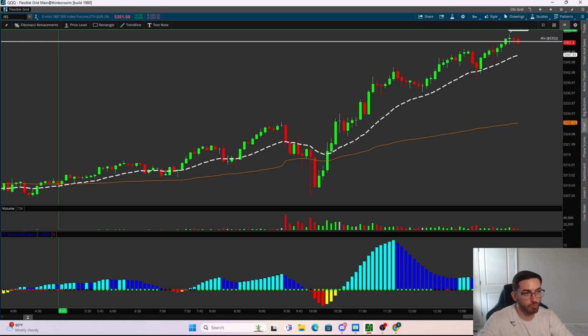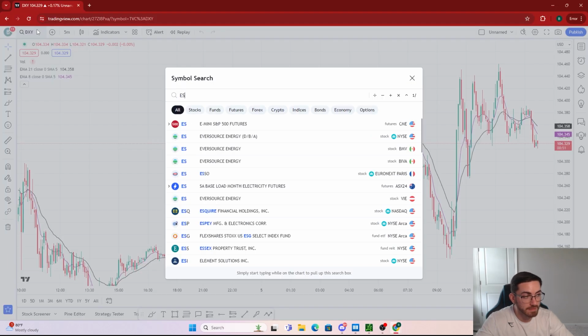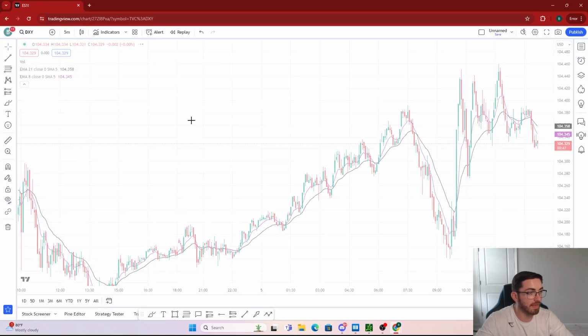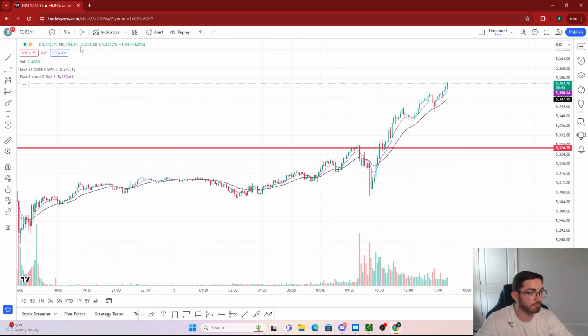So now, before we hop into the brokers that you can start using to trade futures, if you're using ThinkorSwim, the way that you're going to pull up the S&P 500 futures is just going to be /ES. Now, if you're trying to pull it up on TradingView, it's going to be ES1 exclamation point, and that's how you're going to pull up the S&P 500 futures.